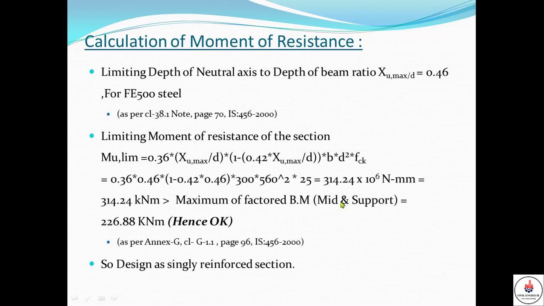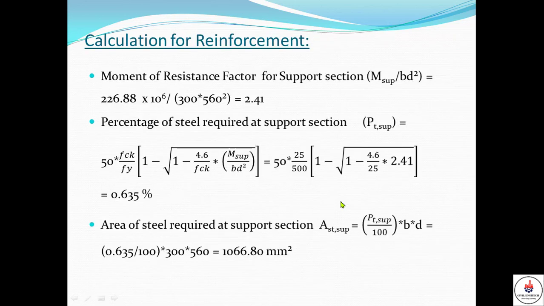After that we are calculating the reinforcement for the beam. First of all we have to find out the moment of resistance factor for the support section, which is denoted as M support by BD square. We know M support is 226.88 into 10 to the power 6 divided by B, which is 300, into BD square, 560 square, equal to 2.41.